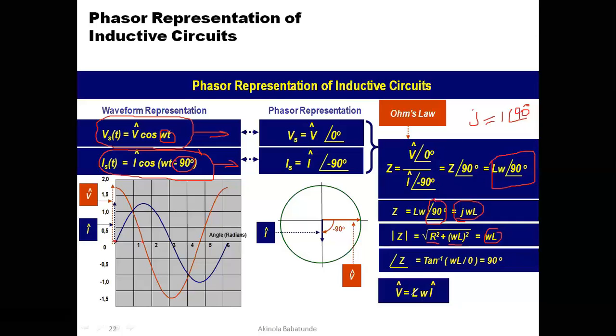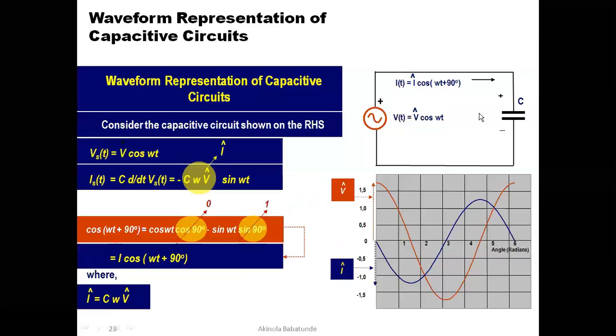And then this expression is important. V equal to LWI. This is very important, especially as we mentioned it in the previous slides and discussions. Okay, so this is important. Pay attention to it. After here, the next thing we want to do is to talk about waveform representation in capacitive circuits. How do we deal with waveform representation in capacitive circuits?